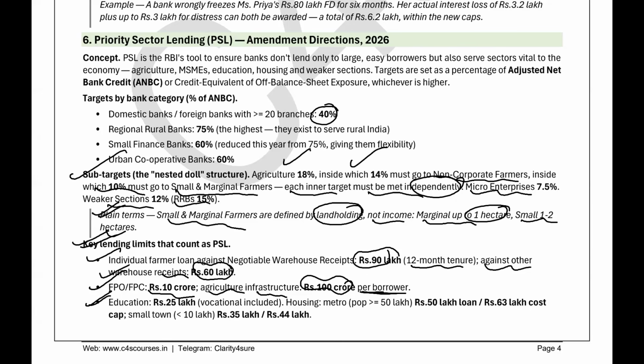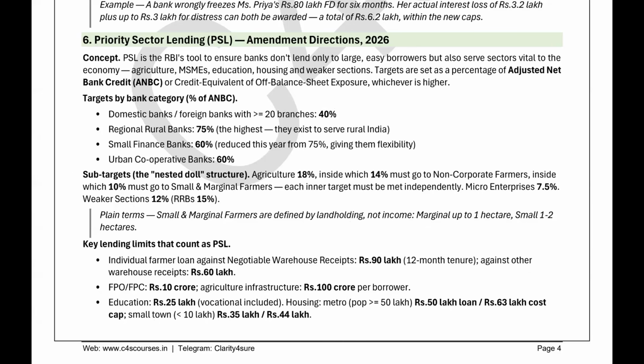Now, education is rupees 25 lakh, vocational included. Okay? Housing metro is population greater than or equal to 50 lakh, rupees 50 lakh with rupees 60 lakh cost cap. Small town is less than 10 lakh, rupees 35 lakh slash rupees 44 lakh. So every data point, you don't need to understand.